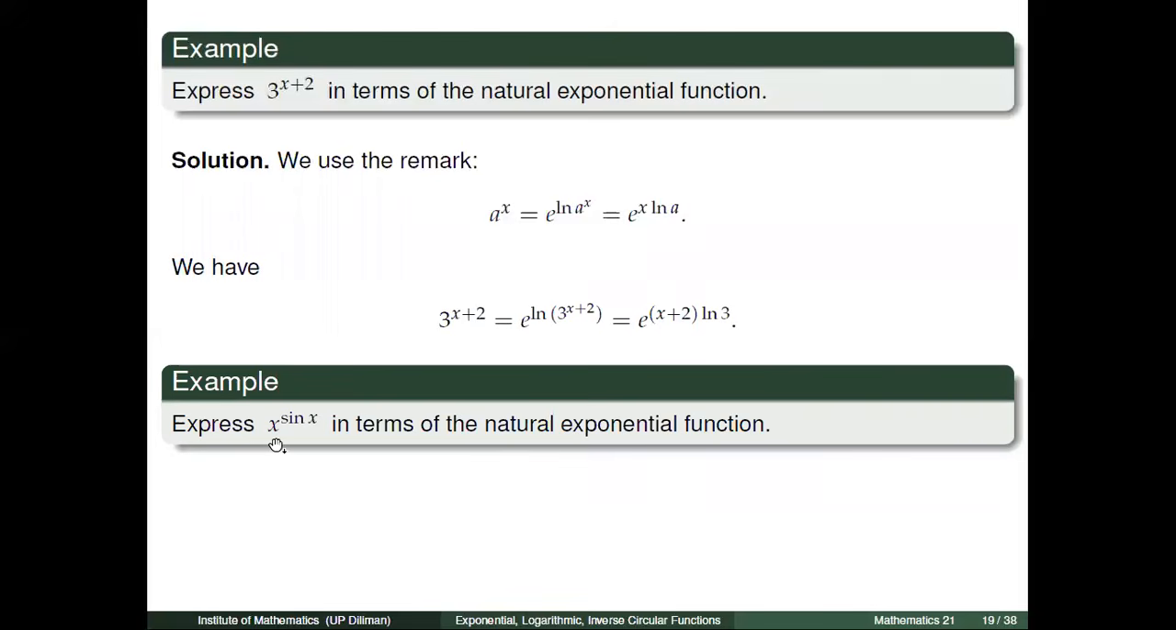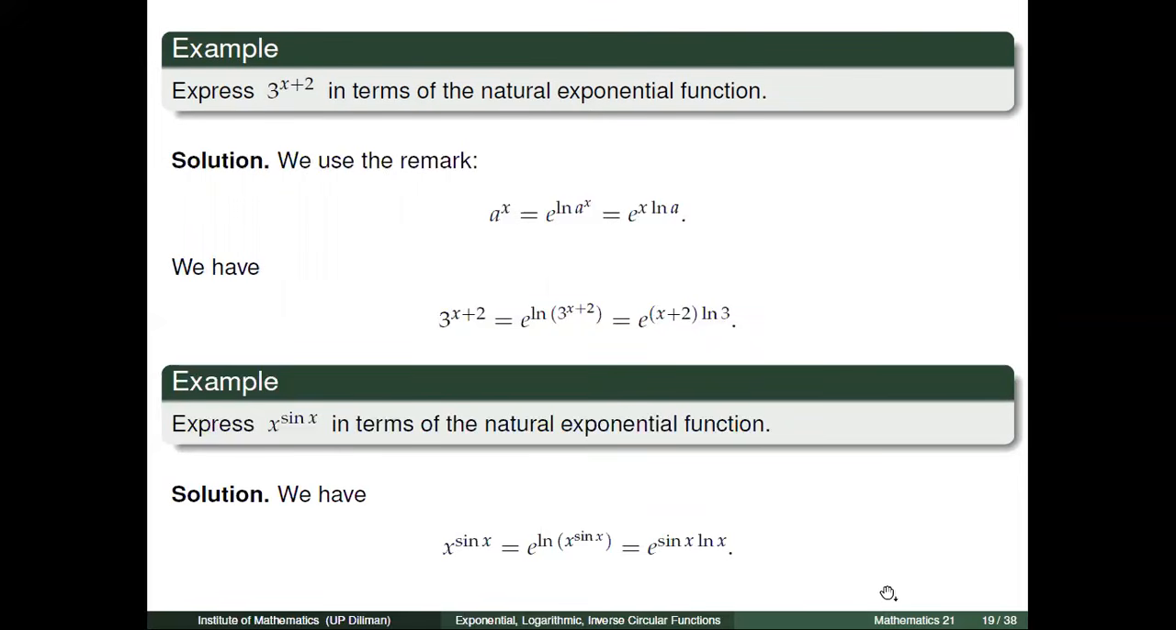Now let's try to do this for x^(sin x). Again, remember, we have e raised to the exponent multiplied by the ln of the base. So x^(sin x) is just equal to e raised to the exponent sin x multiplied by the ln of the base x. Okay, so we have e raised to sin x multiplied by the ln of this base x.